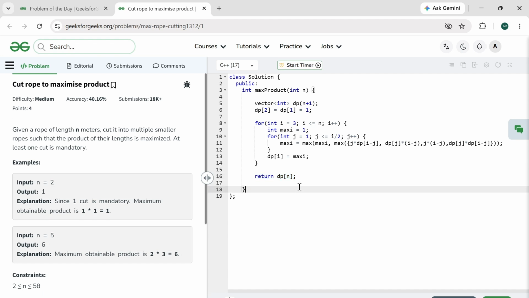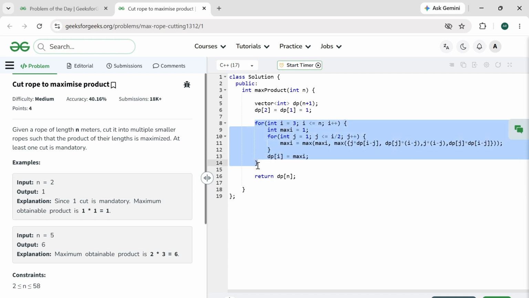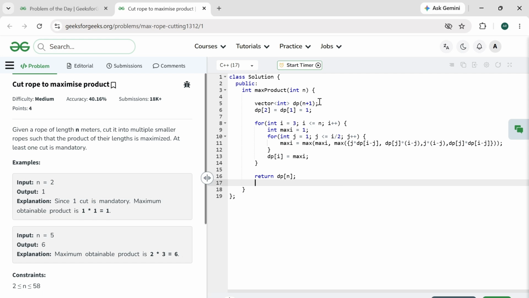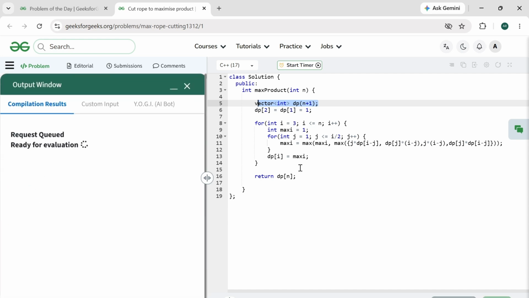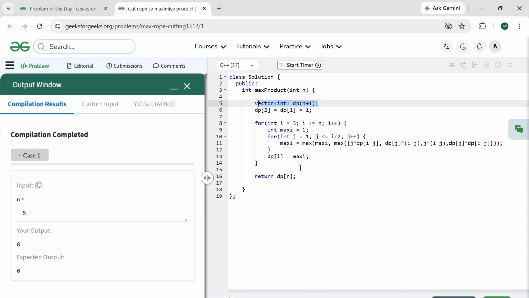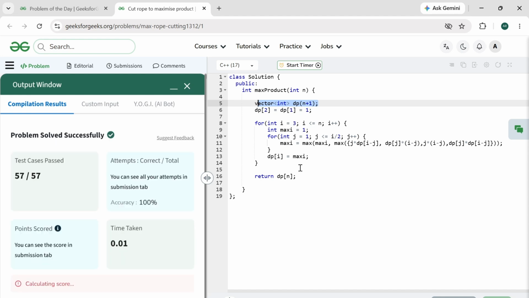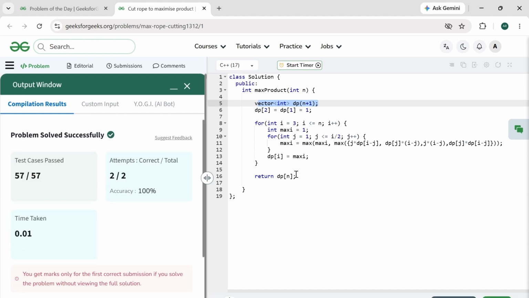Talking about the time complexity of this problem, it is O(n squared), because we are using two nested loops, right? And space complexity is O(n), because of this dp vector. So let me just compile this code. Yes, it is working fine, and let me just submit it. Okay, so it indeed got accepted.